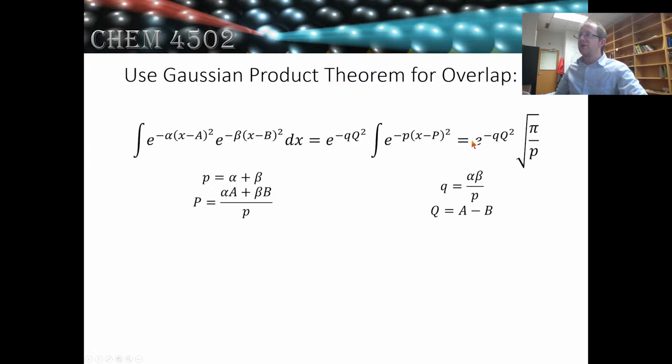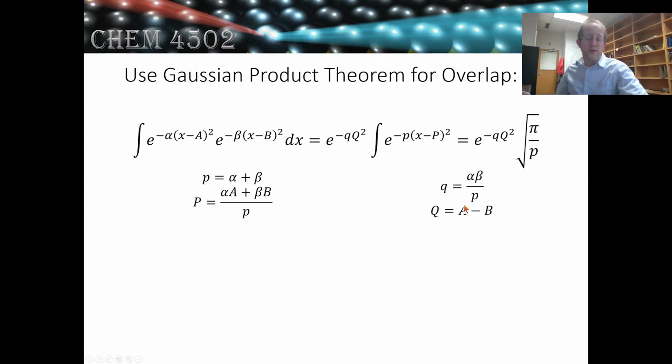And to evaluate that, we simply multiply this out term by term and collect like terms. What we get is that the new exponent is equal to the sum of the two individual exponents. The center location is the weighted mean, so it's alpha times A plus beta times B, divided by alpha plus beta. And the exponential prefactor is a weighted form of the exponent, so we have alpha times beta divided by alpha plus beta, times Q squared, where Q is equal to A minus B. So it's just the distance between the two individual Gaussians.